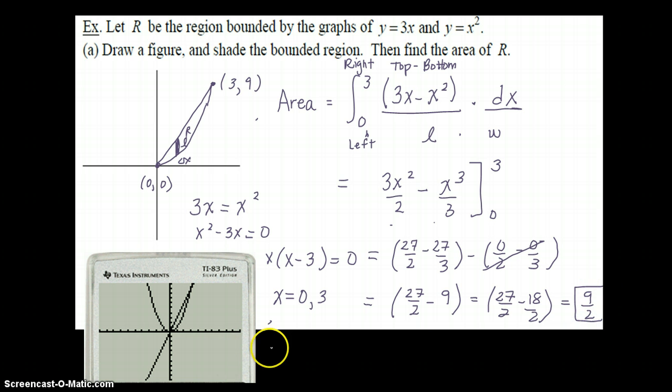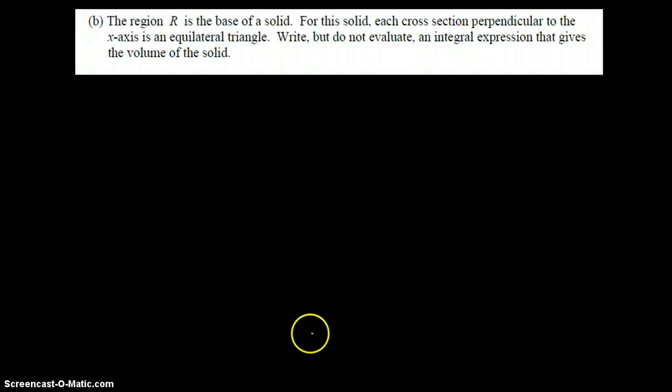Next example. The region R is the base of a solid. So we're still going to have the sketch of this region. We're still going to have a quadratic piece and a linear piece. And the base is still this region R. But the key on this problem is that we have a cross section. And the cross section, perpendicular to the x-axis, is an equilateral triangle.